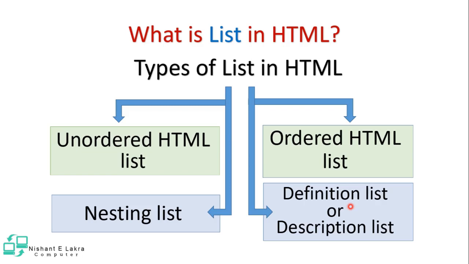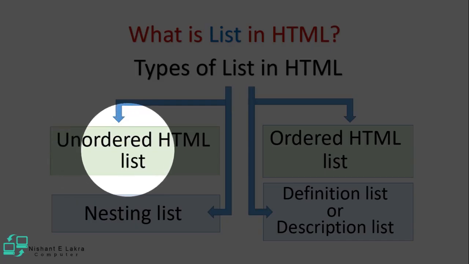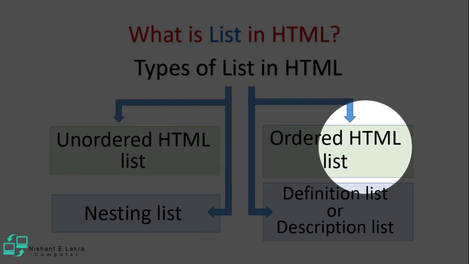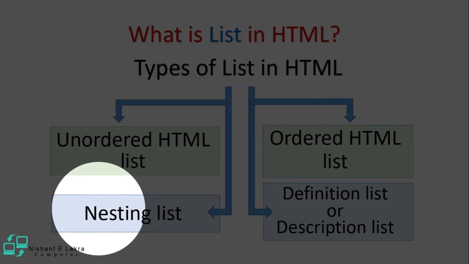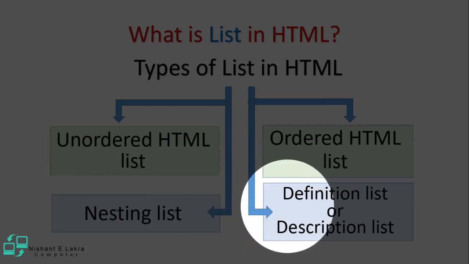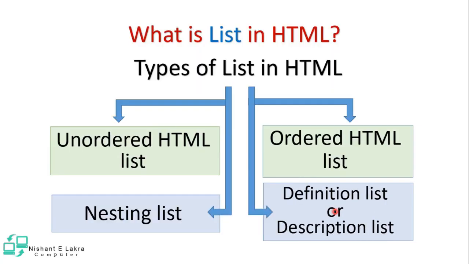I will be explaining to you about these different types of list in HTML. So what are the 4 types of list in HTML? The first one is your unordered list, right? Unordered list. Then the second is the ordered list. The third type of list is the nesting list. And the fourth is the definition list, or it is also called the description list.